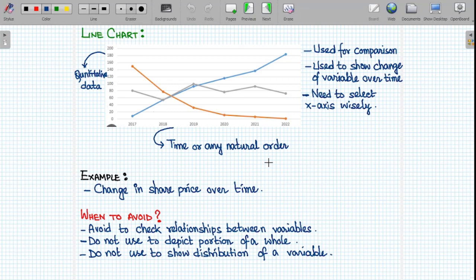Let's understand when to avoid using line chart. If we want to check the relationship between variables or want to depict portion of a whole to show distribution of a variable, these are all the use cases when we will be avoiding line chart. And line chart provides insight about pattern as well.